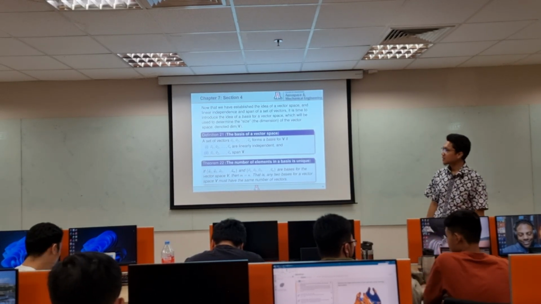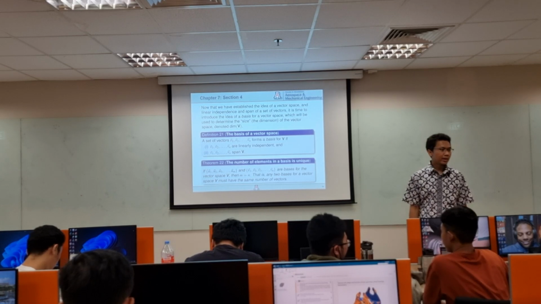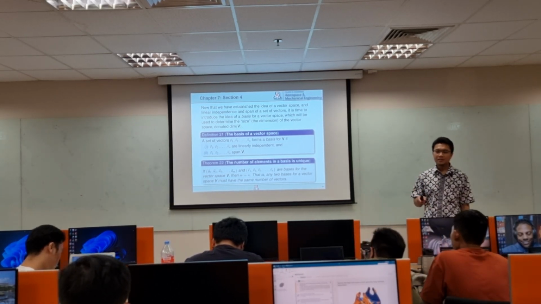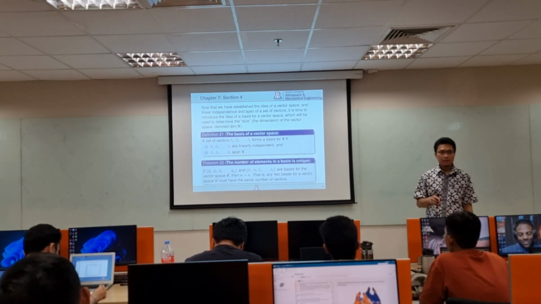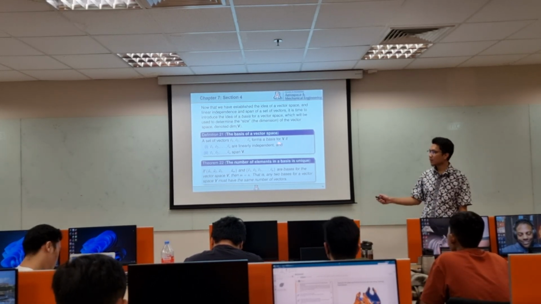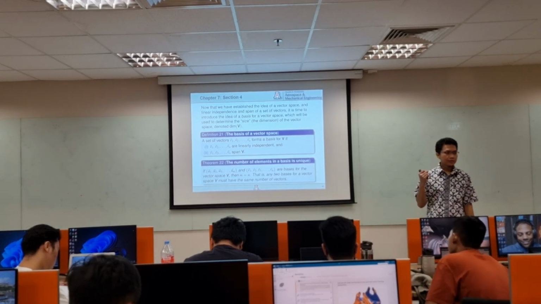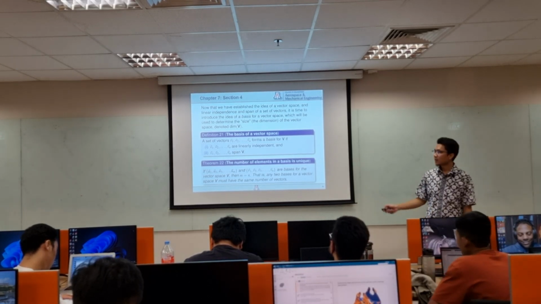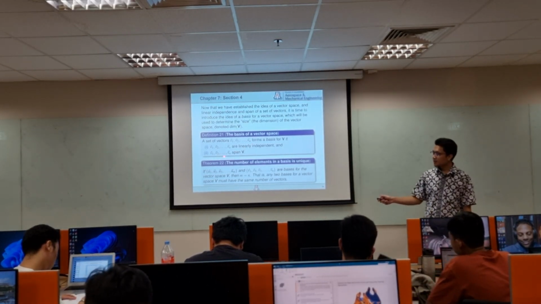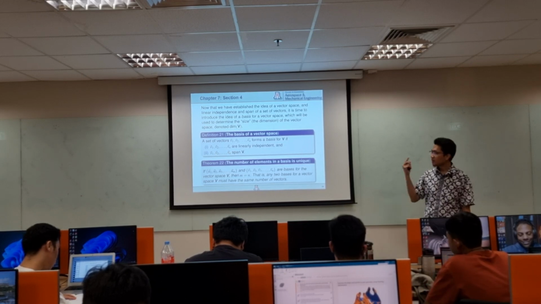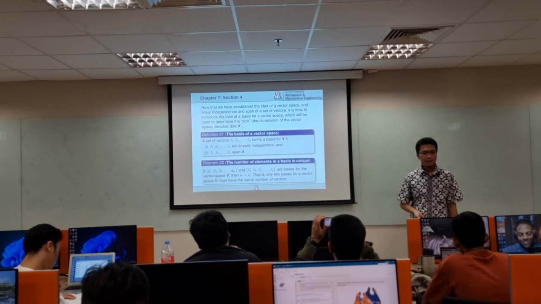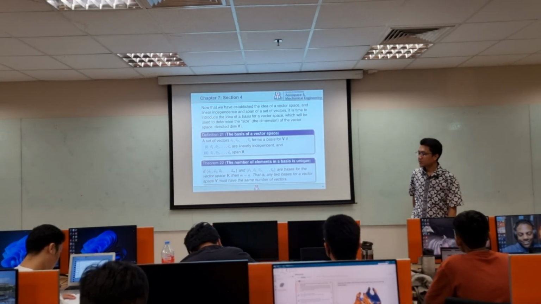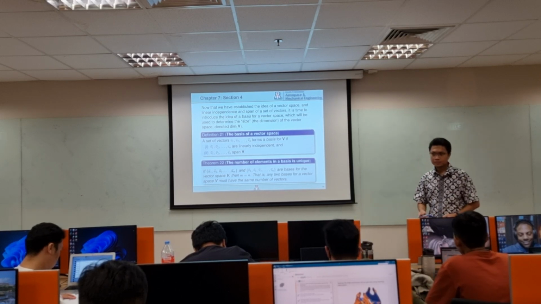A basis is a collection of vectors, but those vectors must satisfy these 2 conditions. The first one is that they are linearly independent, and then these vectors span the vector space. If that happens, then those vectors form the basis for the vector space V.